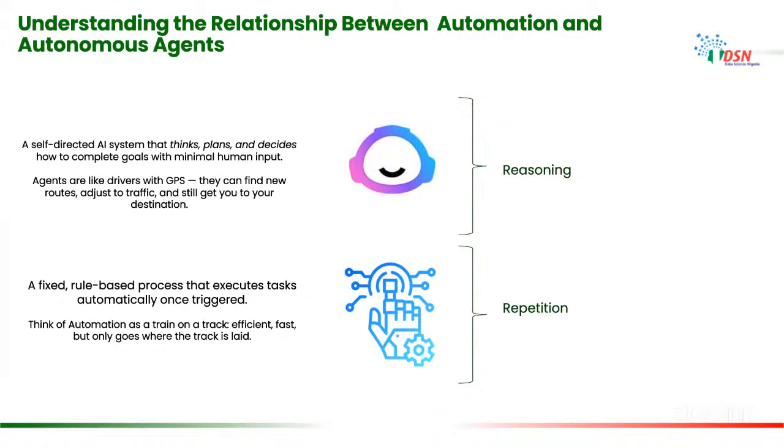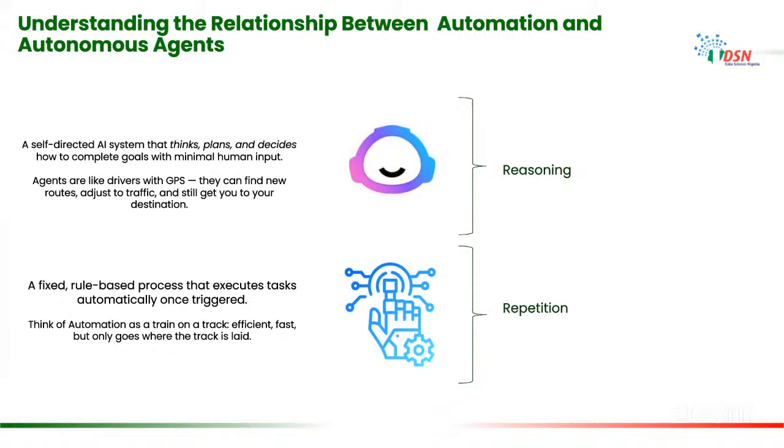Now, when you go to building autonomous agents, then there is a level of complexity, not extremely complex, but you will be required to understand how to make use of certain tools. Some of them are different, or in collaboration with some automation tools. So autonomous agents are essentially self-directed AI systems that have the ability to think, plan, and decide how to complete goals with minimal human effort.